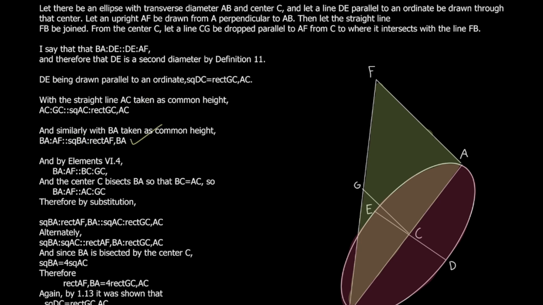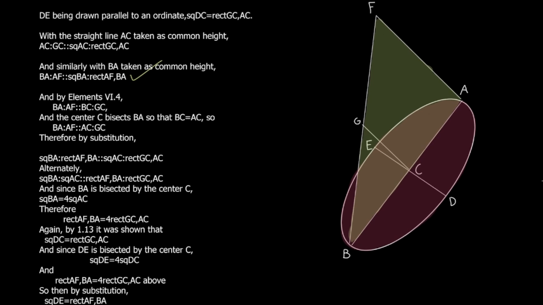And by elements 6, 4, as BA is to AF, AC is to GC. So I think that's just this side of this triangle to this side of this triangle is as, in this smaller triangle, the corresponding side BC is to the corresponding side GC. And the center C bisects BA so that BC is equal to AC.